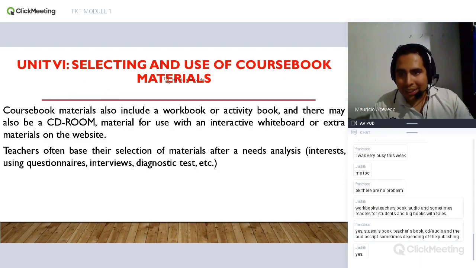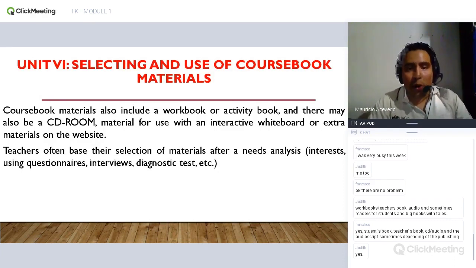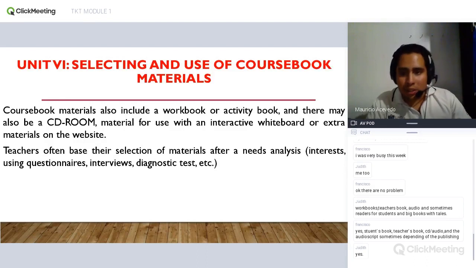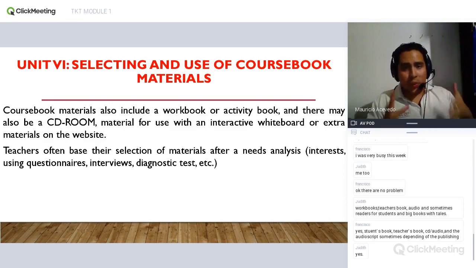Excellent. So now, course book materials also include a workbook that I didn't mention before, or activity book, and there may also be a CD-ROM material for use with an interactive whiteboard or extra materials on the website. Okay. Teachers often base their selection of materials on a needs analysis, interest using questionnaires, interviews, diagnostic tests, etc.